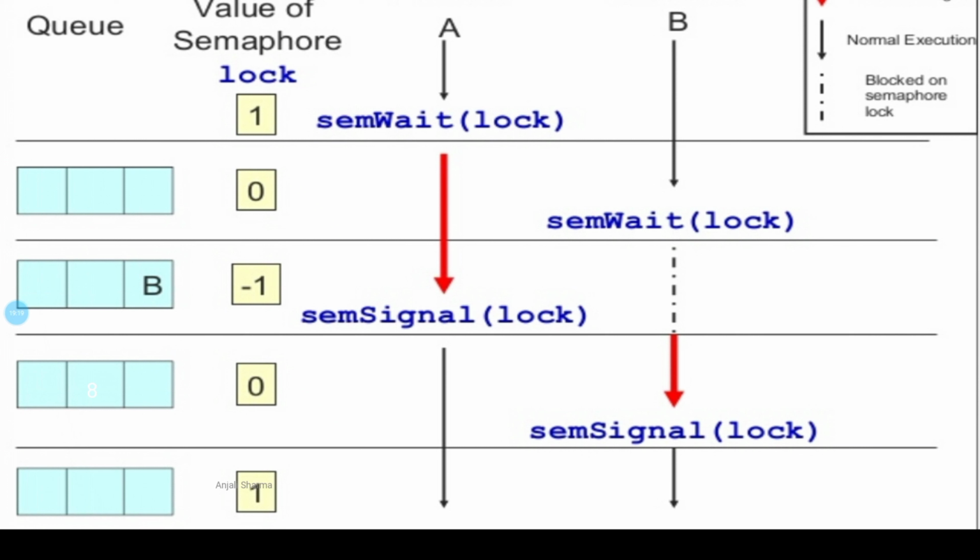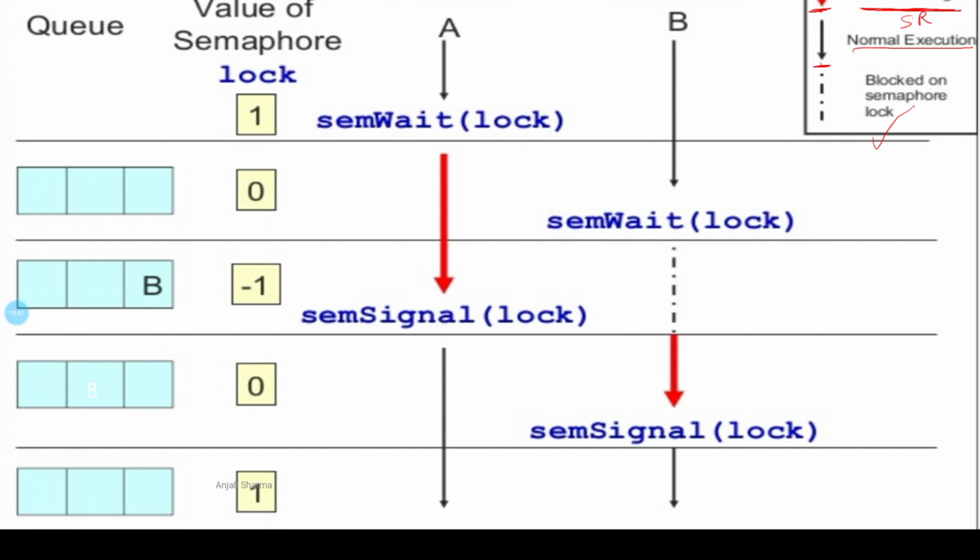Now let us understand it in a deeper manner. So first of all, understand these arrows. Here this red arrow signifies that a process is in its critical section. A normal black arrow signifies normal execution. Critical section is where there are shared resources, right? So in the critical section, there are shared resources. And the dashed line signifies that right now the process is blocked.